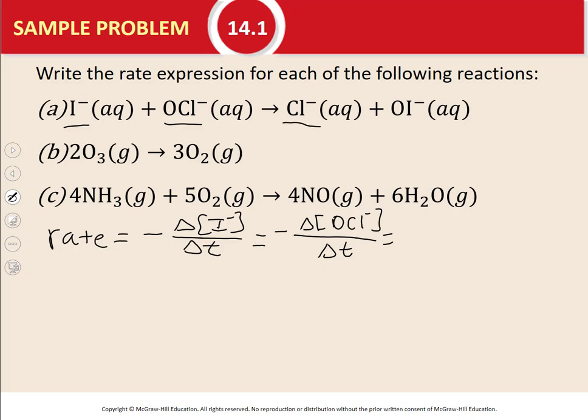Now, Cl minus, how is that going to look different? Positive. Good. We're going to leave off the negative because that's a product. But it's still a coefficient of 1. And then the very last one's going to look like what? Good. Change in concentration of OI minus over delta T. And there are your rate expressions for that equation.